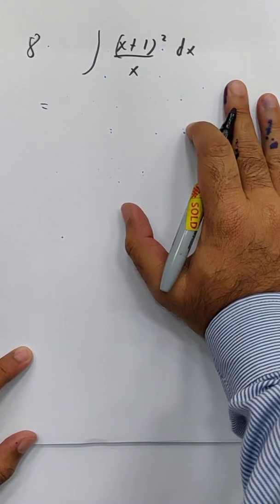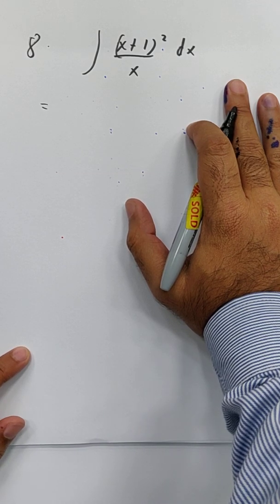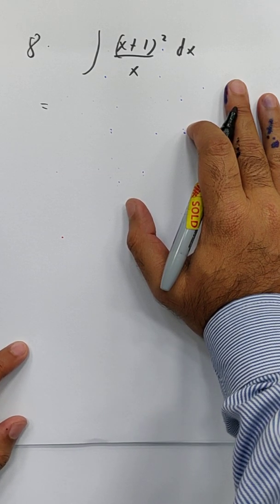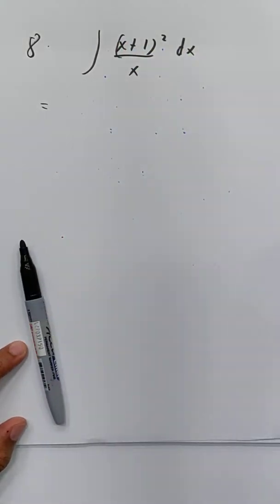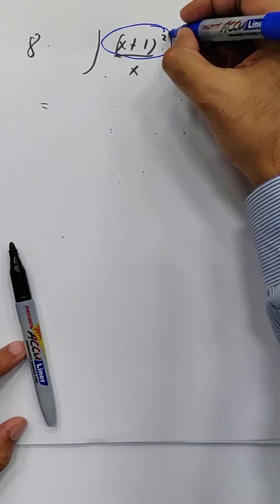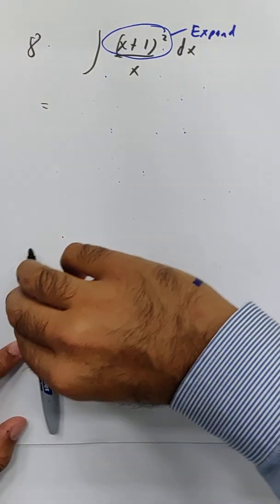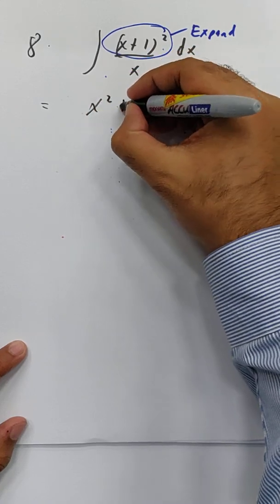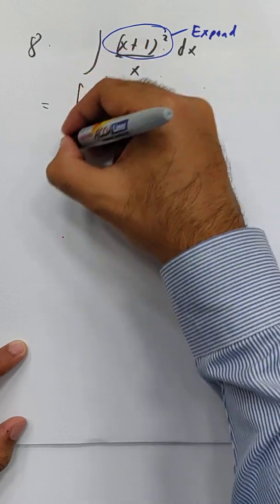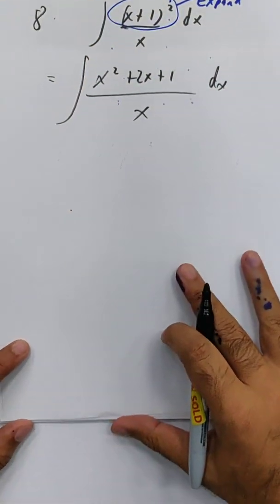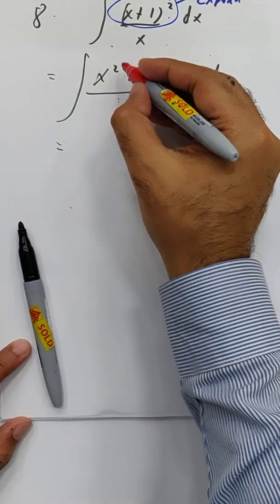Okay, continue. How should we continue? The best way is to expand, I thought. If you can expand, you expand first. That's the rule number 1. x squared plus 2x plus 1 over x. And then you split it up.